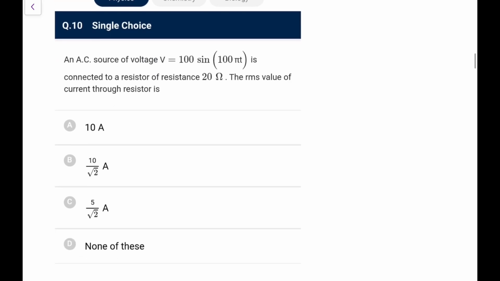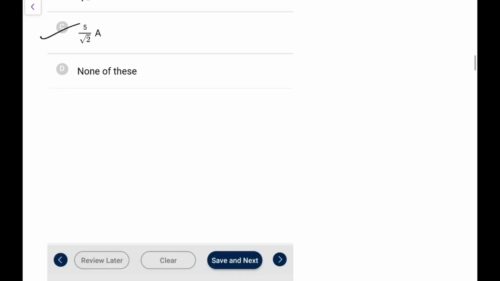You have an AC voltage connected to a resistor of resistance 20. The RMS value will be, so the voltage RMS is 100 by root 2, and the resistance is 20. So I RMS would be 100 by root 2 into 20, that is 5 by root 2 amperes. Go for option C. That's a very easy one for you.